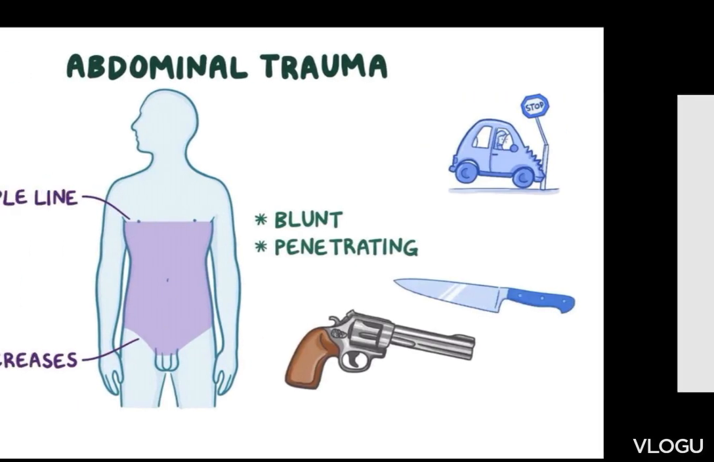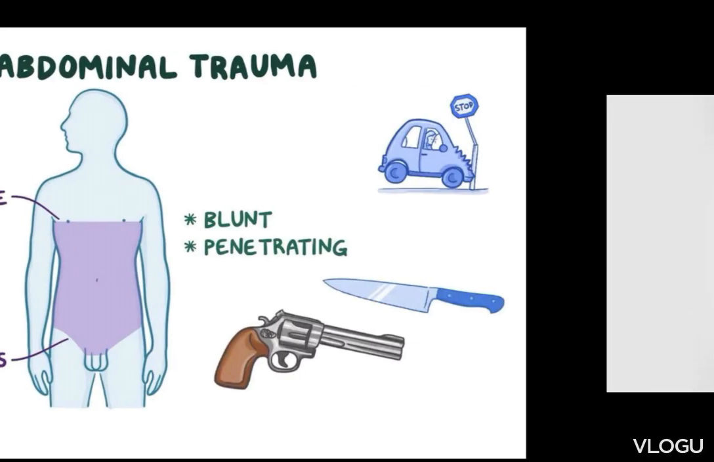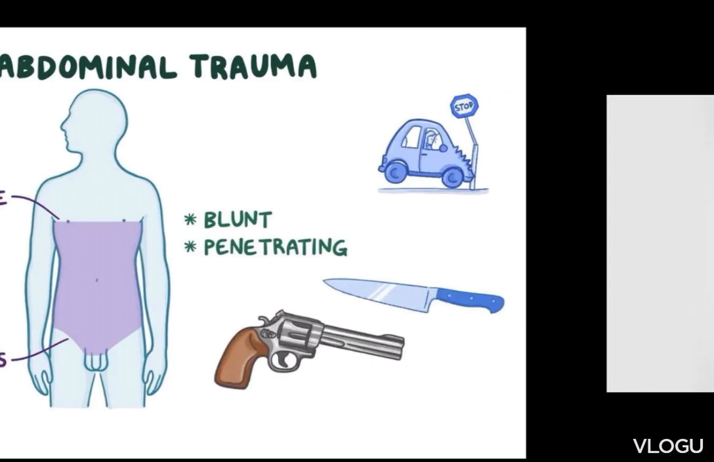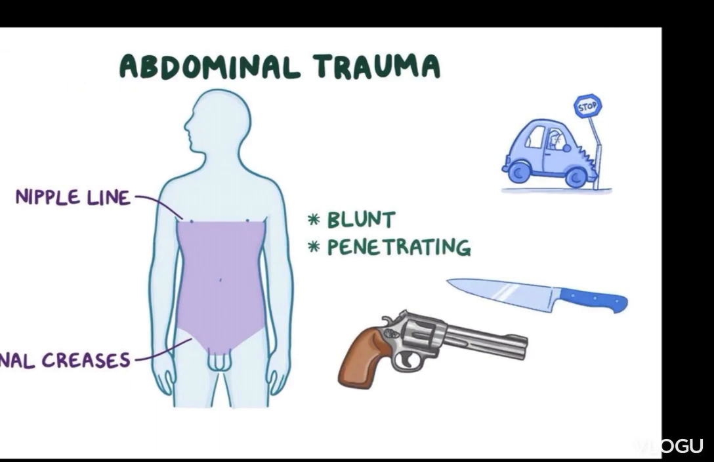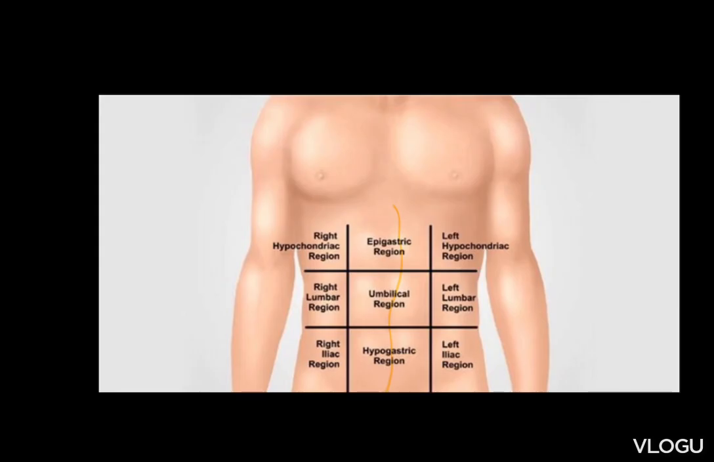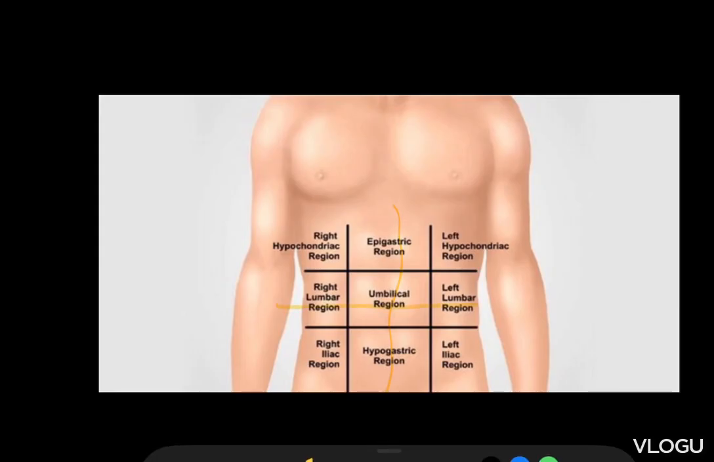Why must every medical student know abdominal trauma? Because missed abdominal injuries kill patients. Hemodynamically unstable patients may die within minutes because of internal bleeding, so decisions often must be made before complete investigations. Now some high yield exam points: the most common injured organ in blunt trauma is the spleen, and the second most common injured organ is the liver.